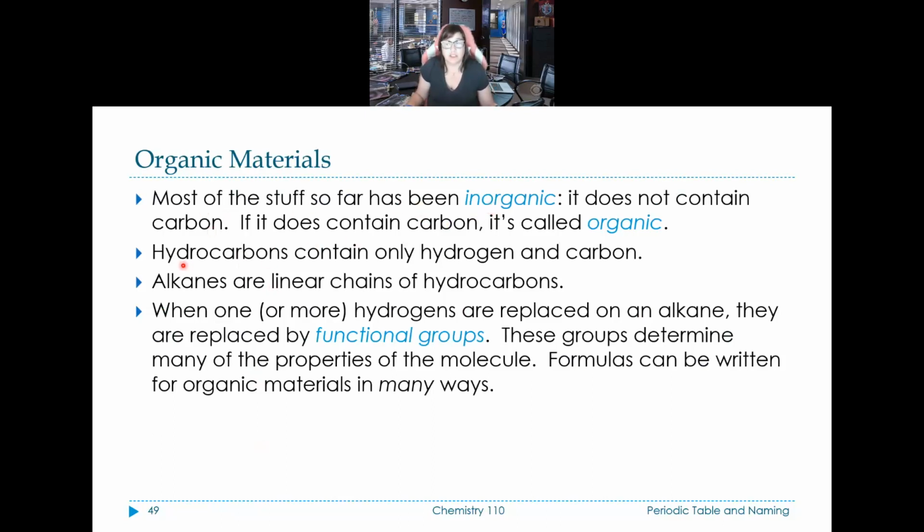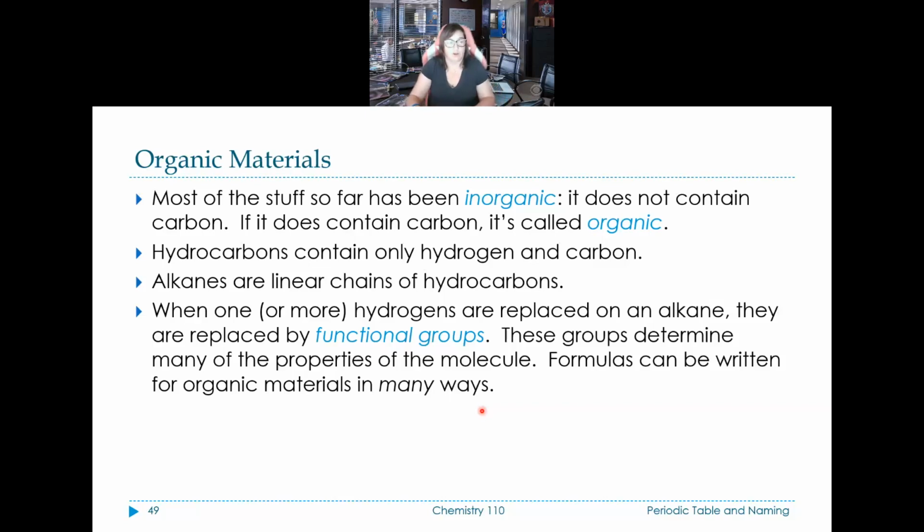All right. Hydrocarbons contain only hydrogen and carbon. Alkanes are linear chains of hydrocarbons. When one or more hydrogens are replaced on an alkane, they are replaced by functional groups. These groups determine many of the properties of the molecule, and the formulas can be written for organic materials in many, many ways. You'll see that as we move on. The way that we write it will probably depend on what it is we're trying to focus on in looking at that molecule. All right. So that's your deal with organic materials.